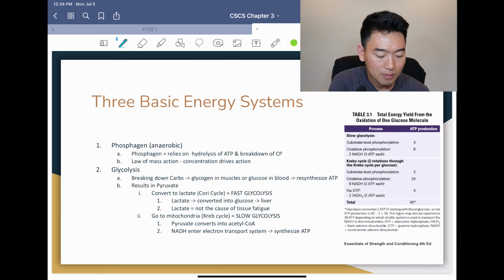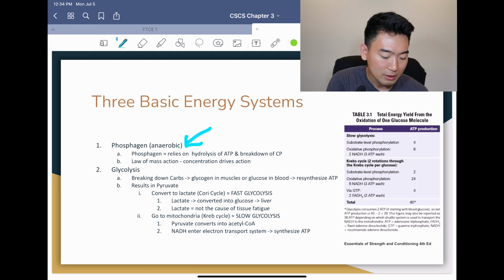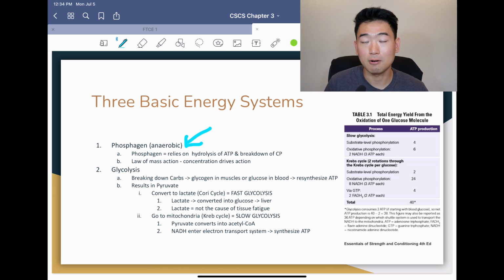With the phosphagen system, this is also known as the anaerobic system. And so with the phosphagen system, it's important to note that it relies on the hydrolysis of ATP and breakdown of creatine phosphate, which is CP right here, okay? And so this is the first system that kicks in when you're working out or exercising for a short amount of time. And also note that it is driven by the law of mass action, which means there's a whole chemistry equation, but just know for this sake that the concentration of molecules and matter is what drives the action.